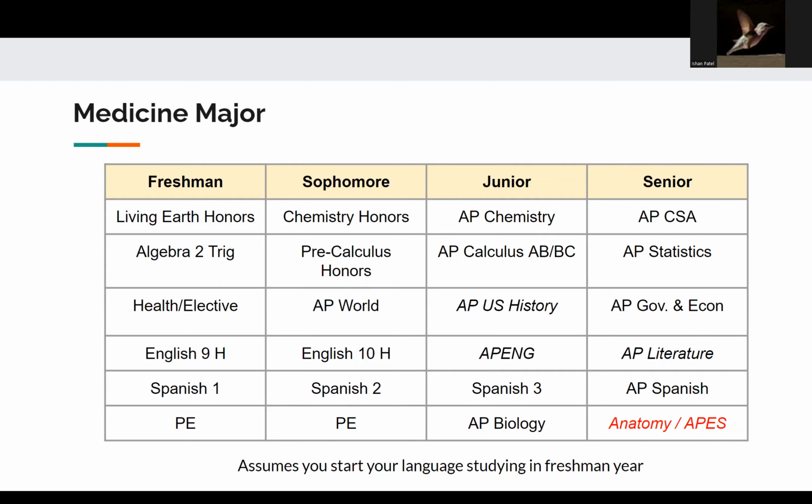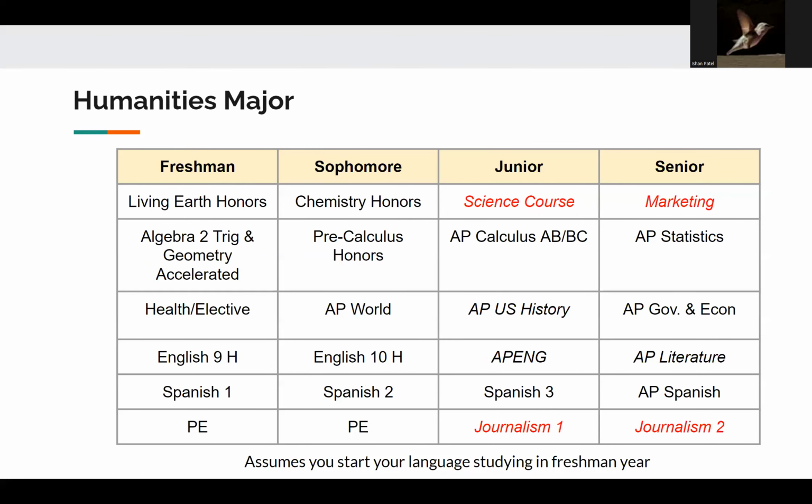And then as a junior, you would get the option to really show your interest in medicine through your courses. So many students take AP chemistry, AP bio, AP environmental science, etc.